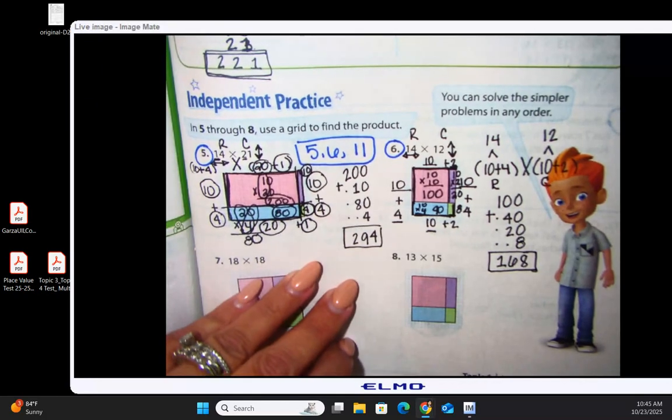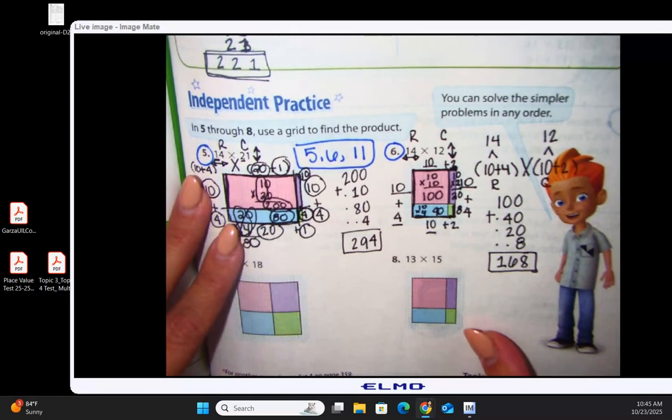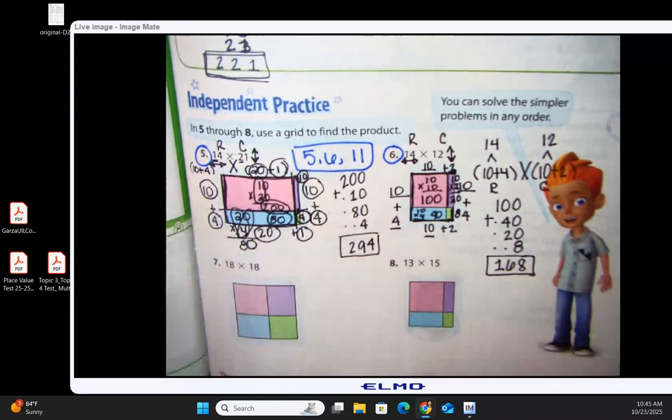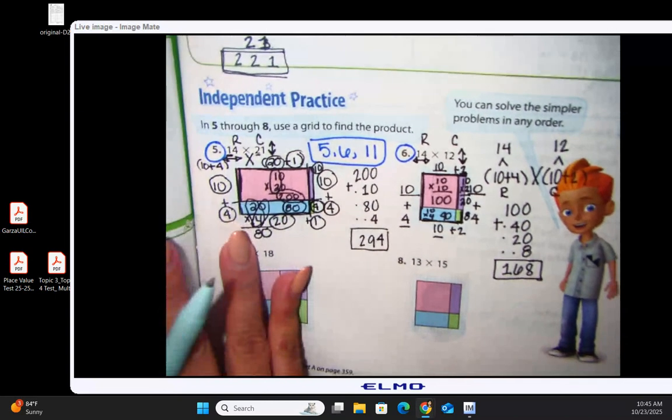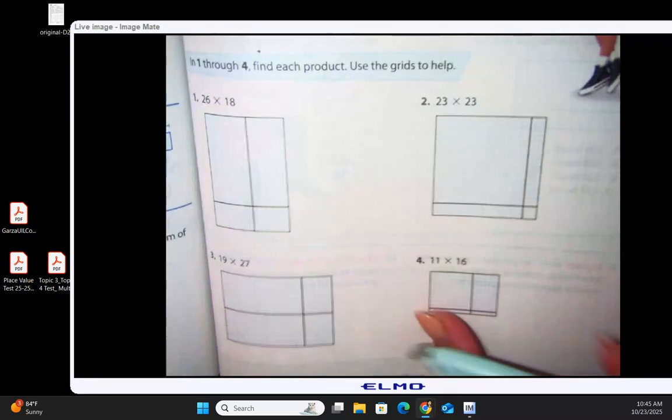Follow along on the screen, please. Remember, this is not a math movie that we can just watch. We have to act in the math movie. Okay, now let's go to the next one.